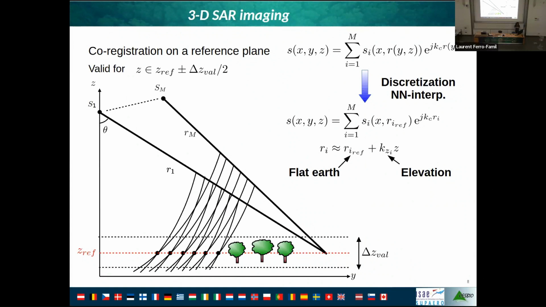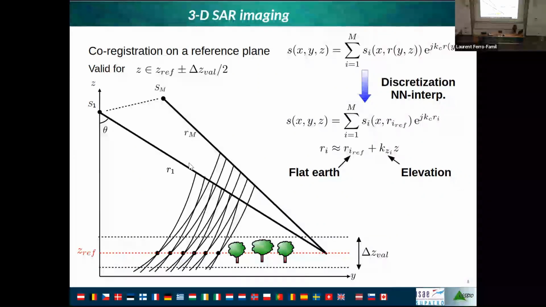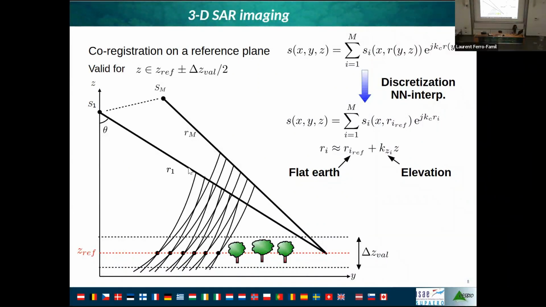Let me explain how. Here is a representation of 2D focusing positions sampled along two radar lines of sight. Let's say that I have a sensor located here in S1 and another one located here in SM. And they both measure a distance between the scene they are looking at and the sensor. So when you measure a distance, the point can be located anywhere on this circle here. It is at a given distance.